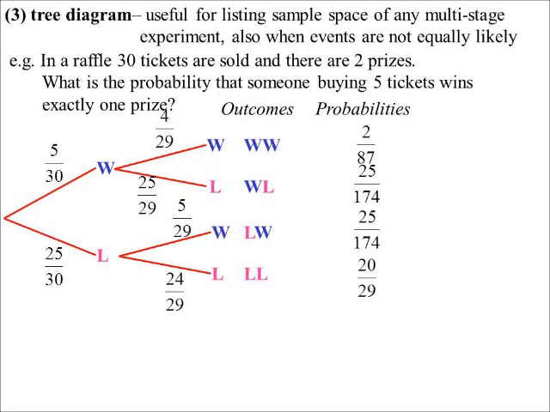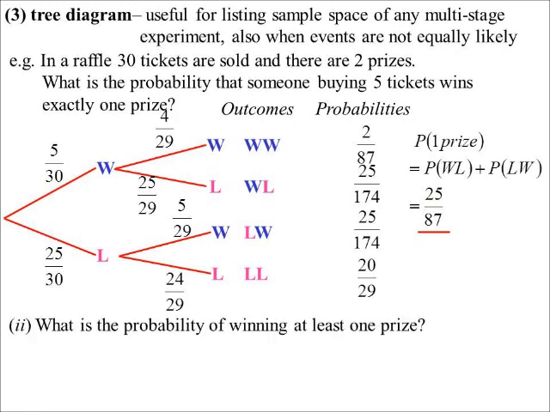There's all our probabilities. Now, at any stage, we can check, because all the probabilities should always add up to 1. So each of these branches should add up to 1. This win-loss should add up to 1. This win-loss should add up to 1. So anytime it branches out, those branches should add up to be 1. We want 1 prize, so we could win and lose or lose and win. Add them together, we get 25 on 87 is the chance of winning there.